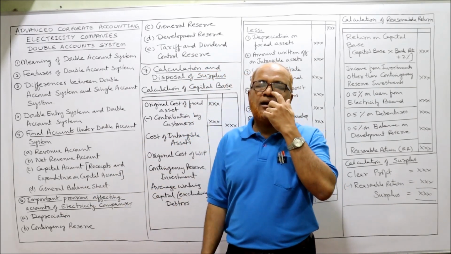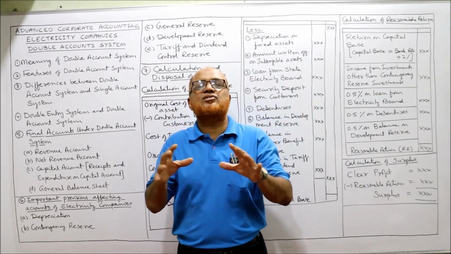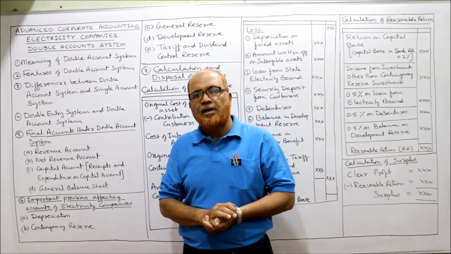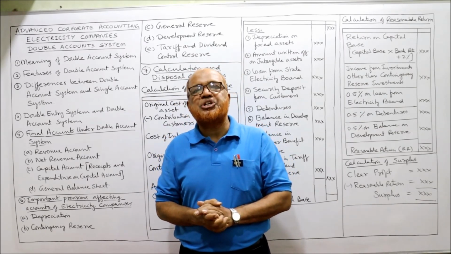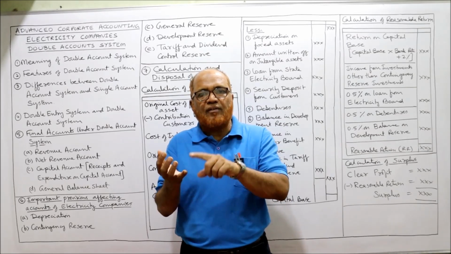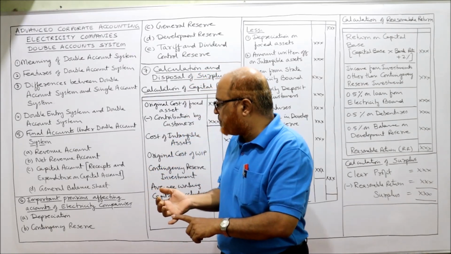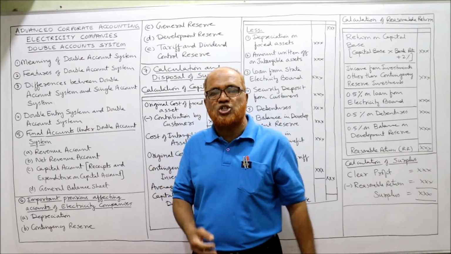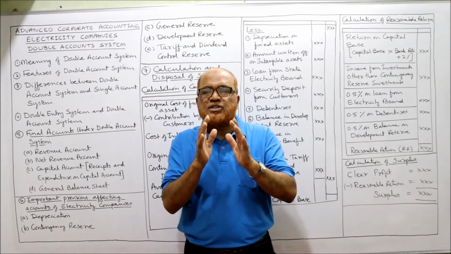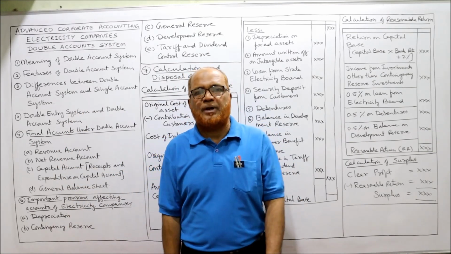Now, final accounts under double account system. See here, in the whole of these electricity final accounts problems, we divide it into three parts. The first part is regarding the financial statements. The financial statements consist of revenue account, net revenue account, receipts and expenditure on capital account, and lastly general balance sheet. The starting 8-10 problems we will do on making these financial statements of electricity companies.